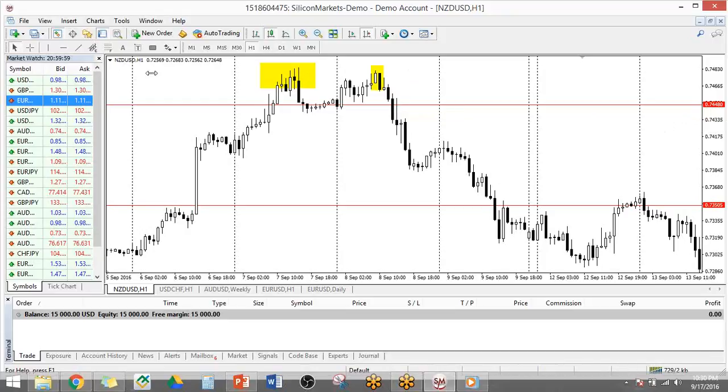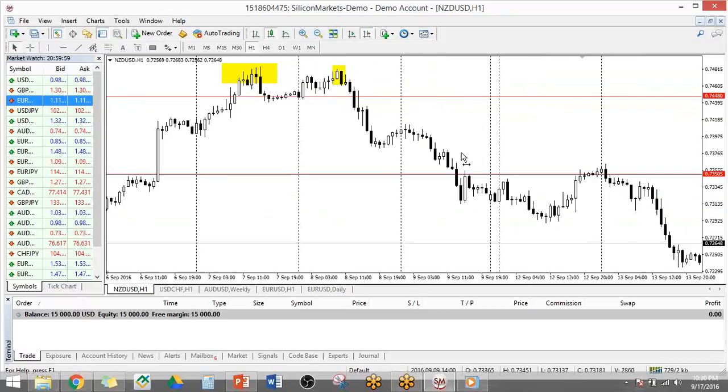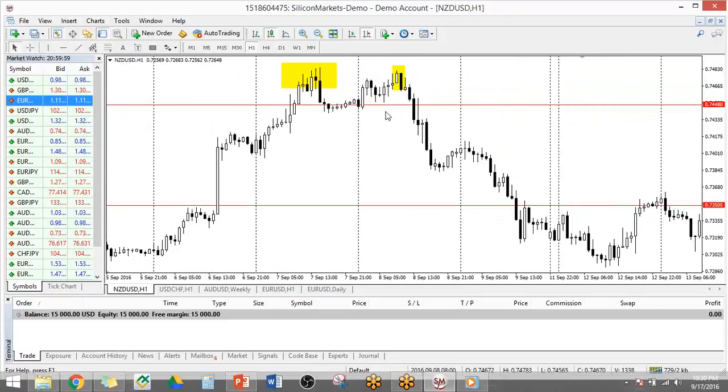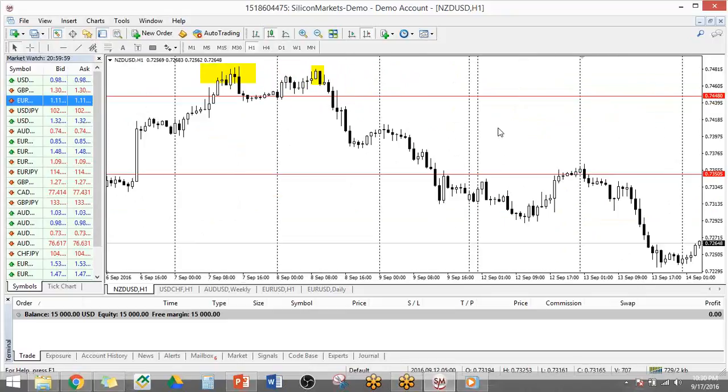Okay? So I entered at around 0.7448, and then my stop loss was above here, so it was around 40 plus pips, maybe around 50, I think. And then take profit was around 100, so it was somewhere here. Okay, so in a matter of 2 days, I was able to hit my take profit over there. So this is a good example of a double top.